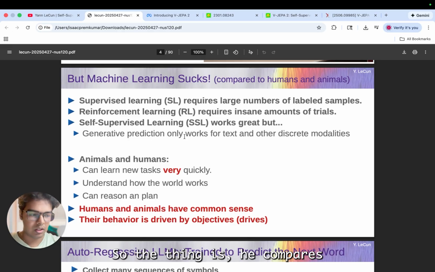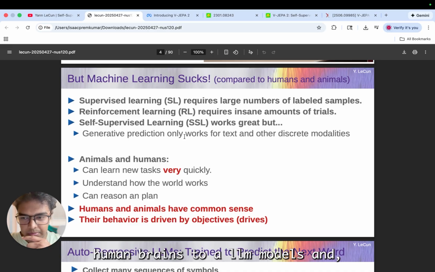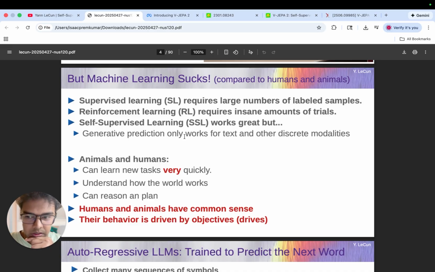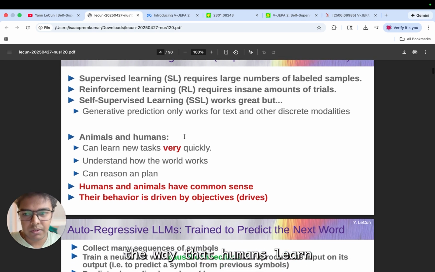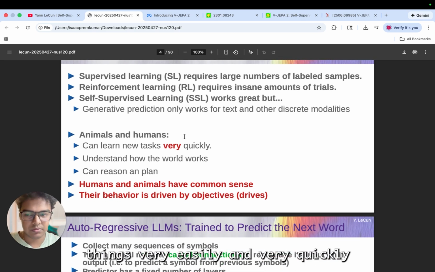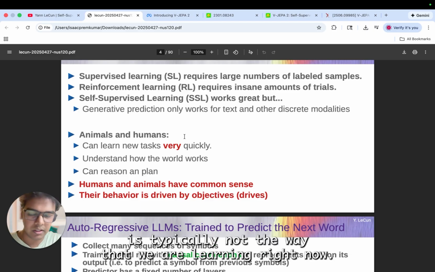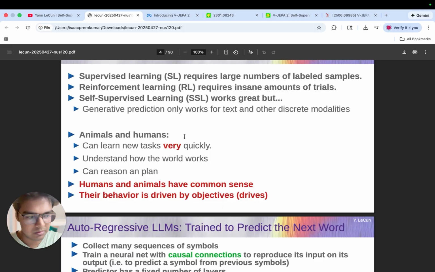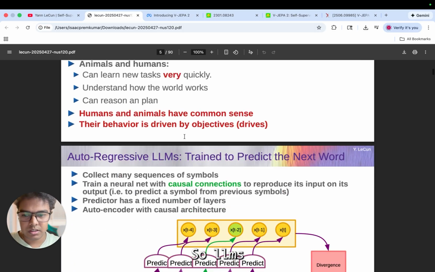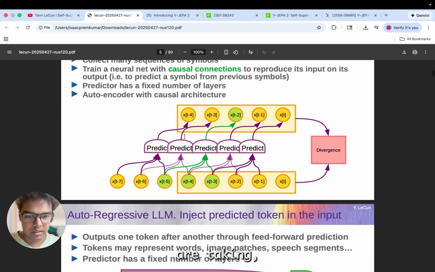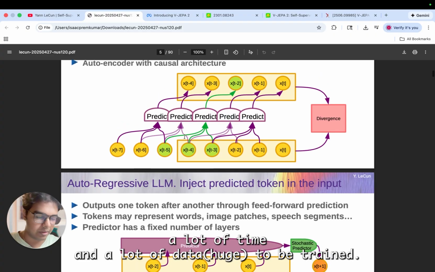So he compares human brains to LLM models, and simply says the way that humans learn things very easily and very quickly is typically not the way that LLMs are learning right now. LLMs are taking a lot of time and a lot of data to be trained.